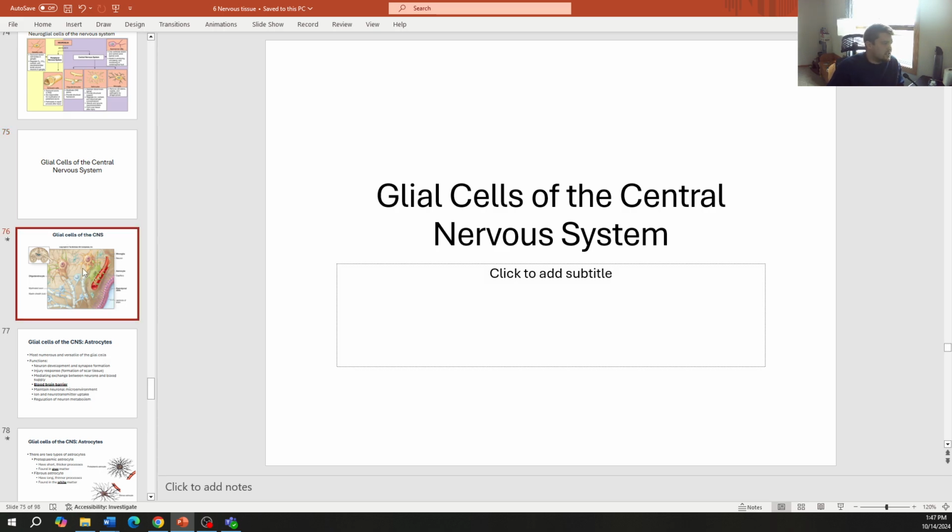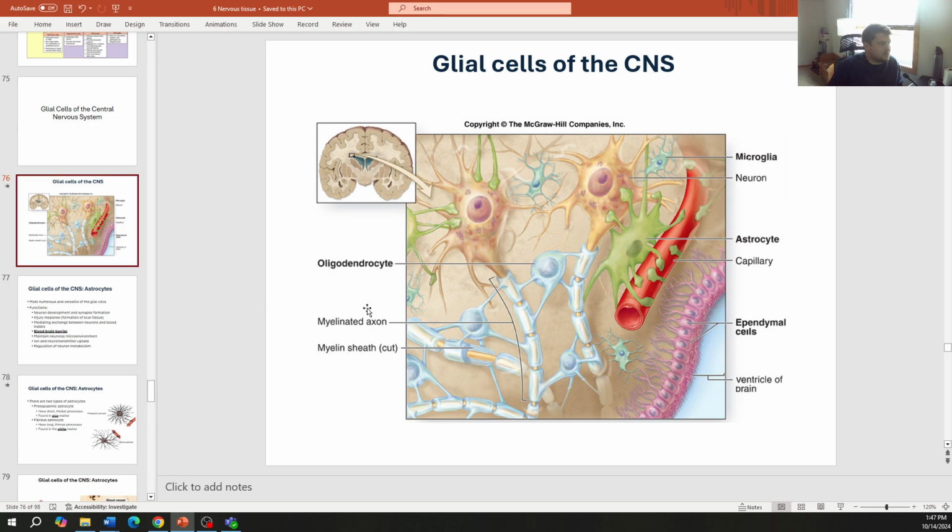So glial cells of the central nervous system. Here's a nice little picture of all of these different cells that we're going to be talking about: the oligodendrocytes, the ependymal cells, astrocytes, and microglia. These are the big ones that we're going to talk about.